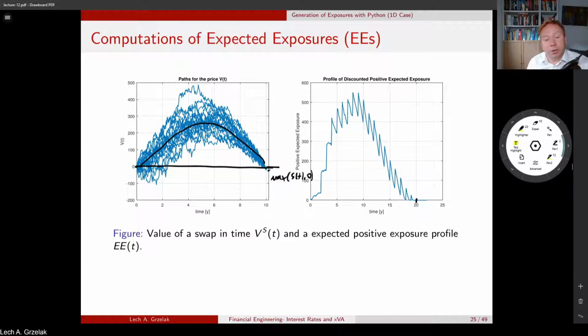Those are the positive exposures, and then we take expectation, we get something like this. The zigzag part, so those flows that go up and down, comes from the fact that the exposure goes down after the payment of the next payment from a swap. Exchange of the float for fixed takes place, then immediately there's an impact on the decrease of the remaining exposures.